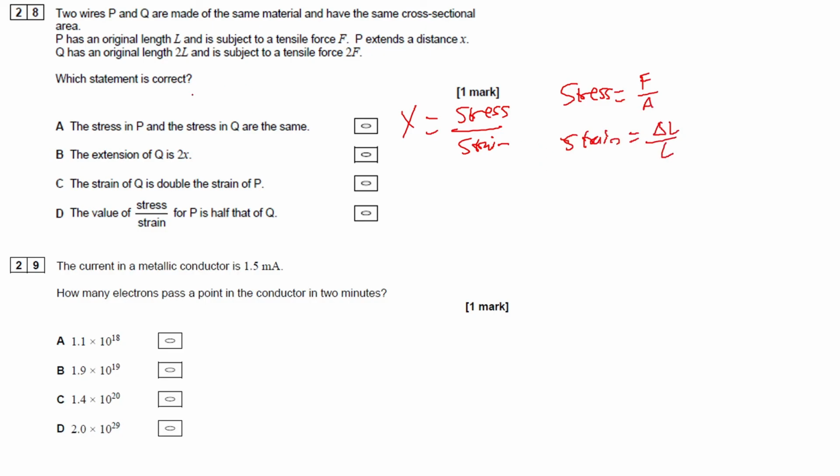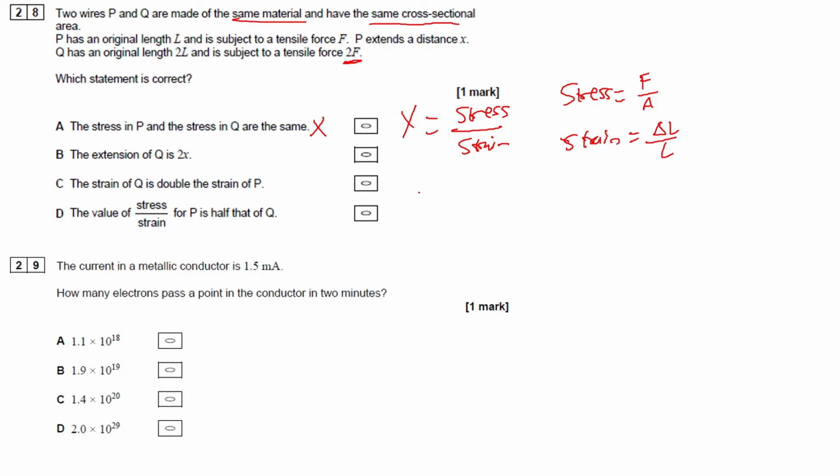Now, just from knowing that stress is force over area, we could eliminate this answer, because it tells us in this question that the force is now twice the value, even if the cross-section area is the same, which it says here, and it's the same material. According to stress equals force over cross-section area, if I change the force, I'm going to change the stress, so it's not the same stress.